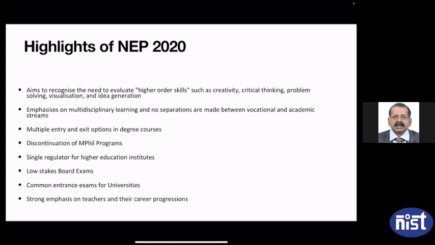And this policy emphasizes multidisciplinary learning, so that there is no separation made between vocational and academic streams. So it also tends to integrate vocational education in higher education and school education. It also allows for multiple entry and exit options in degree courses, which I will discuss as I talk more. These are just some of the features which I thought I would mention. In terms of educational degrees, it will become very clear that MPhil programs will now be discontinued following this policy.